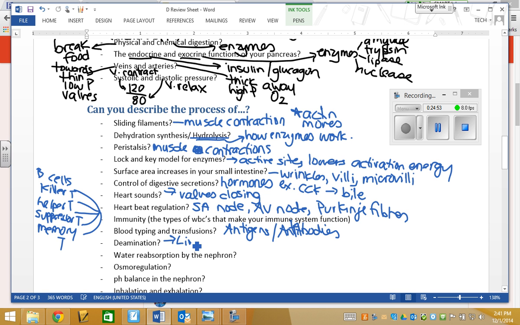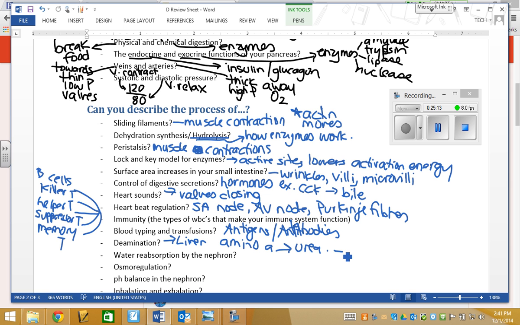Deamination, remember, happens in your liver, and that's the process where amino acids are broken down to make urea, uric acid, ammonia, all of the waste products that your kidneys are going to filter out.